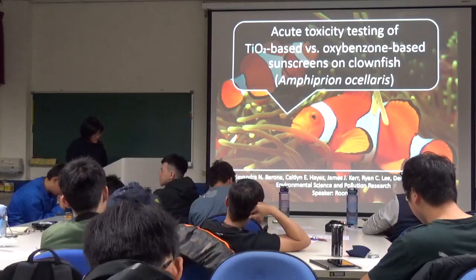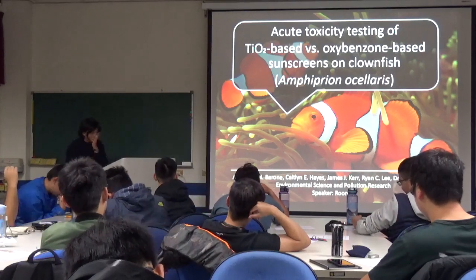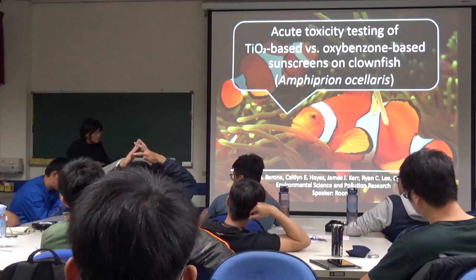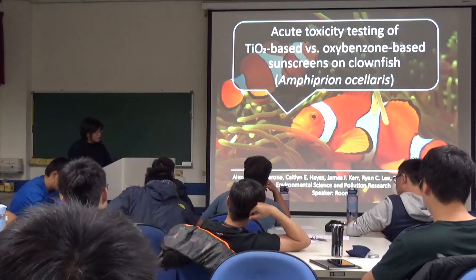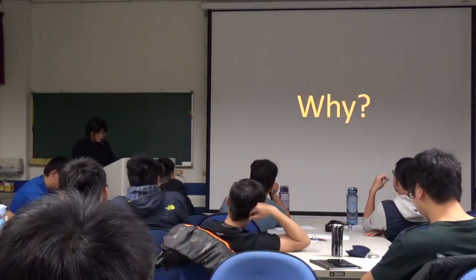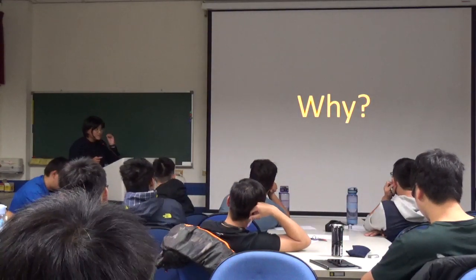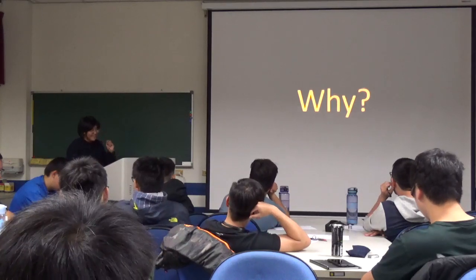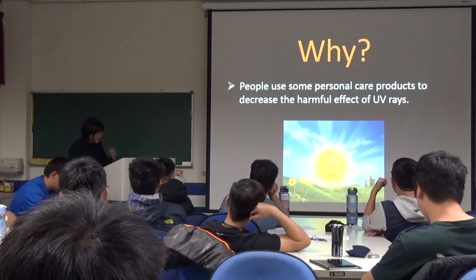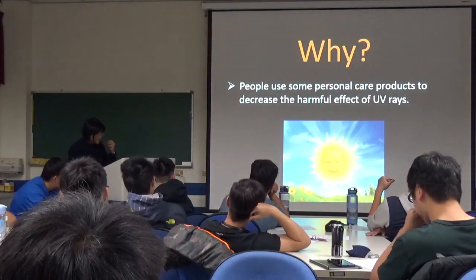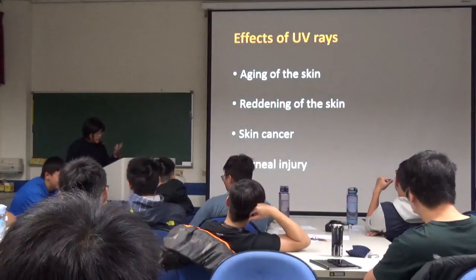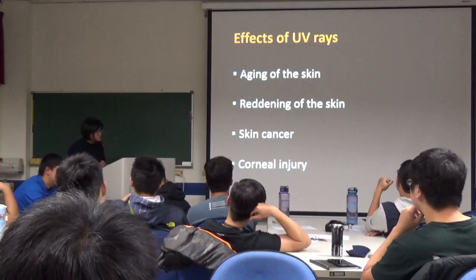Today I want to talk about the topic of acute toxicity testing of non-nano-titanium dioxide-based versus oxybenzone-based sunscreen on clownfish, Amphiprion ocellaris. Maybe you want to ask me, why do we do this study? I can say, because in recent years, people have started to focus on decreasing the harmful effect of the UV rays. And what are the effects of UV rays?